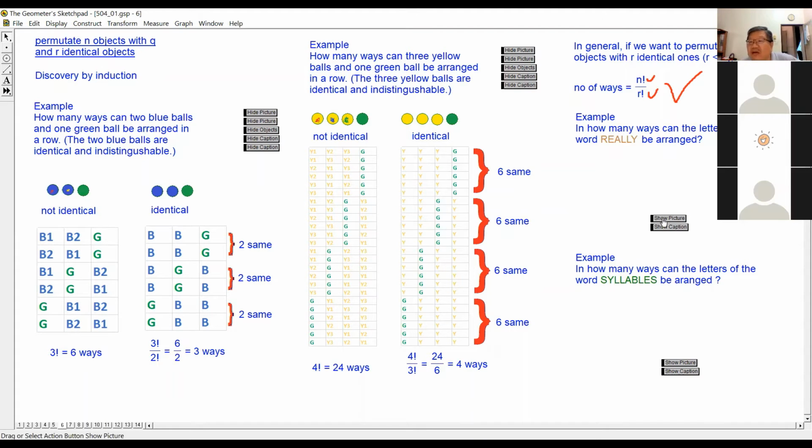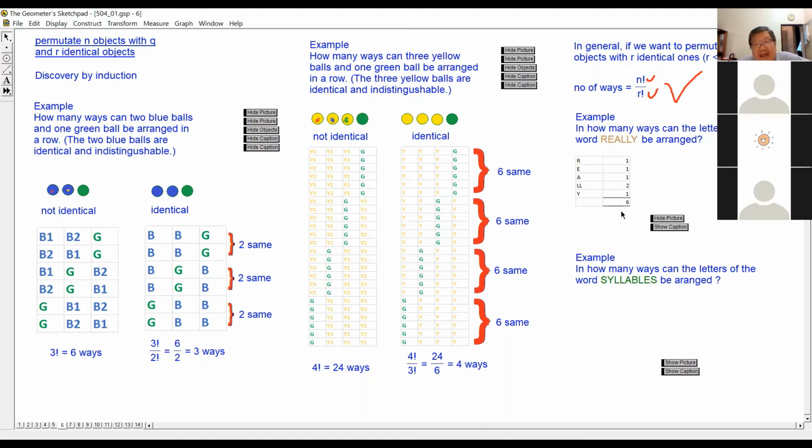Really: R, E, A, L, L, Y. If there's another R again, then you go back to the top and write down R there. In this way, you will not miss out any letters. So I count. R, there's one. E, there's one. A, one. L, there are two. And Y, there is one. Altogether, how many letters are there? I add up all this: 1, 1, 1, 2, 1. So altogether, there are 6 letters.